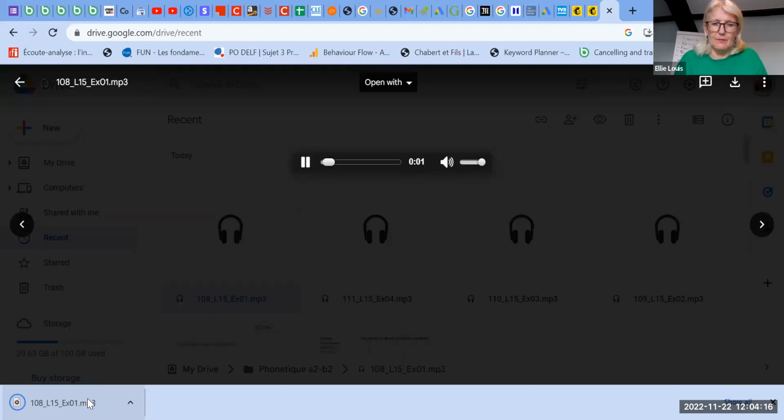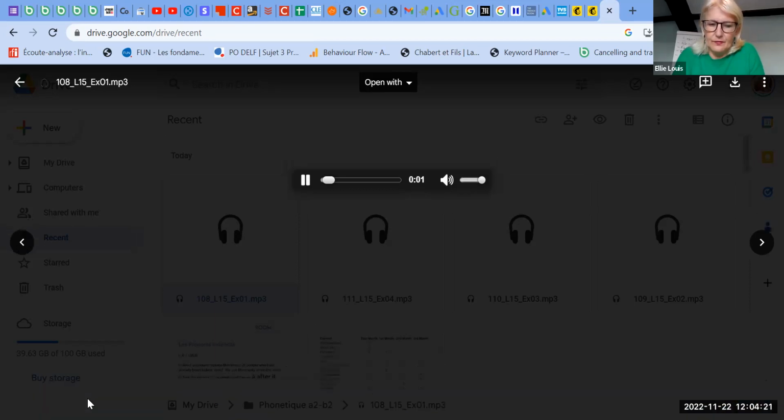Here we go. Leçon 15. Vie, vue. Exercice 1. 1, Voici une bille. 2, Voici une fille. 3, Voici une pile. 4, Voici une ligne.